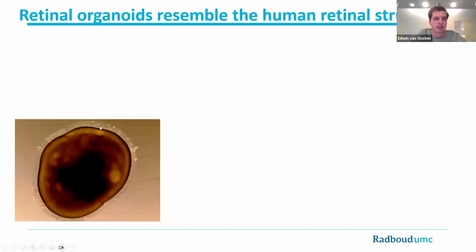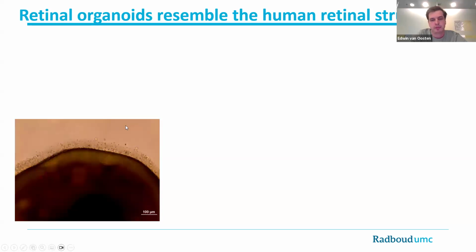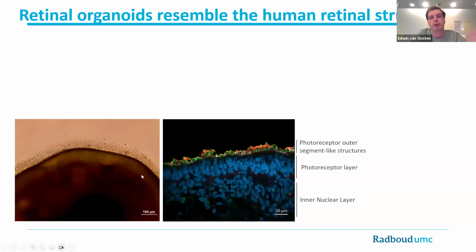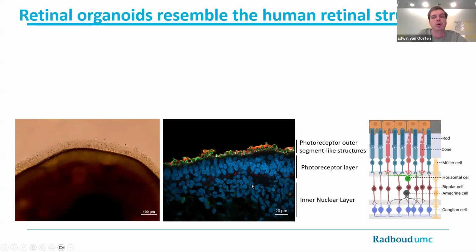And as you can see closely, they have what we call a brush-like border around the edge of the retinal organoid. If you zoom in a little bit more, you can see it a bit more clearly. And when we do an immunofluorescence, we see that they have a highly laminated structure as well, which is very similar to the structure of the human retina.